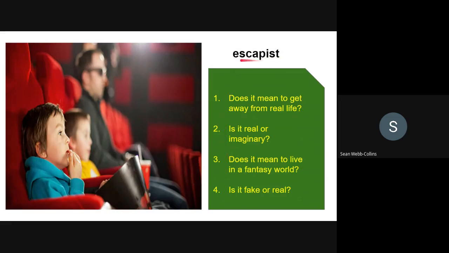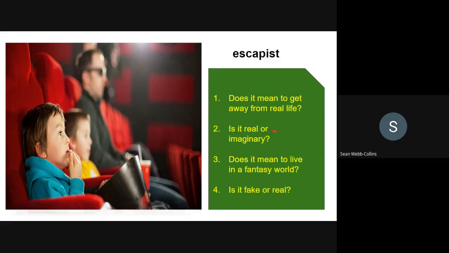Escapist. What word form is it, remember? That's right, it is an adjective. Movies are an escapist activity. And number 1, does it mean to get away from real life? Yes. Escapism means to get away from real life. Watching movies is an escapist activity.